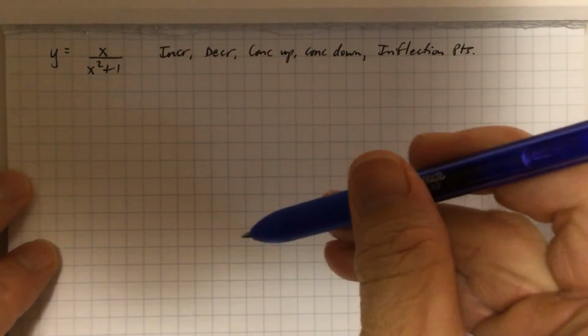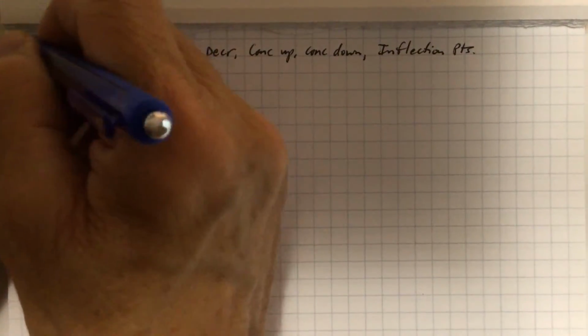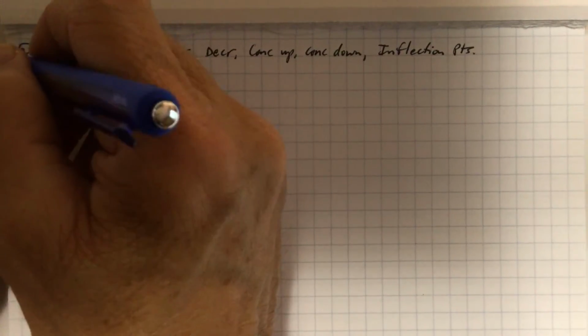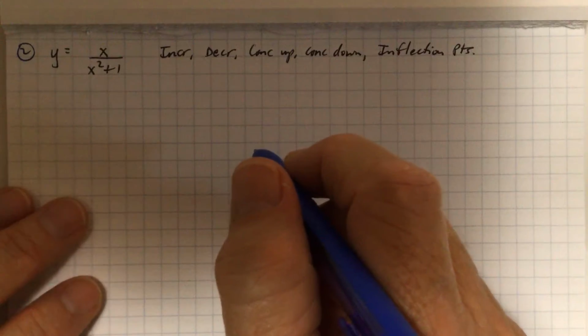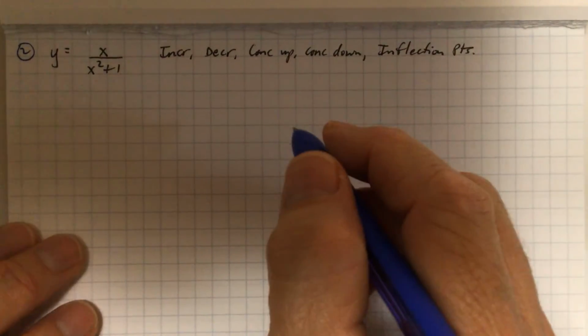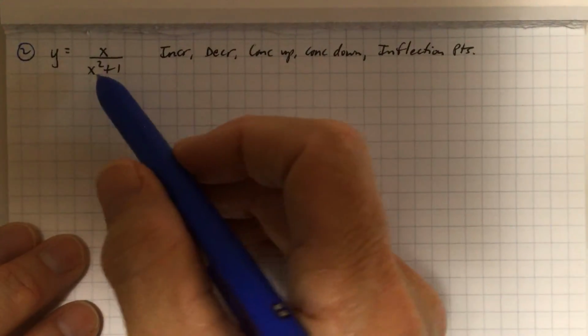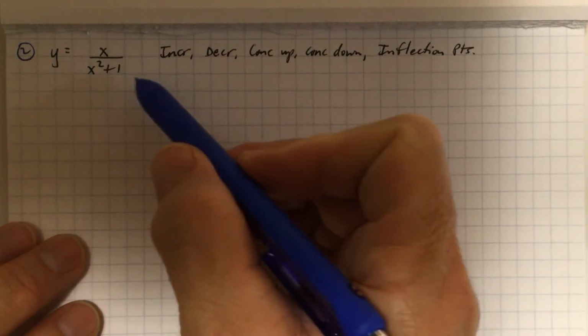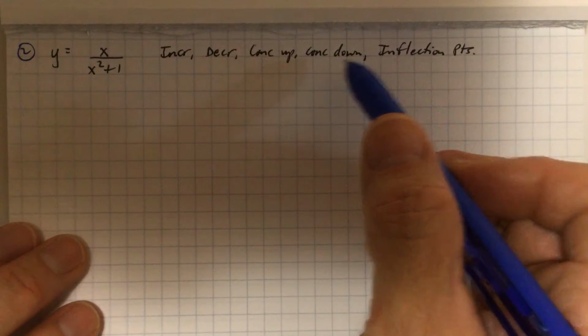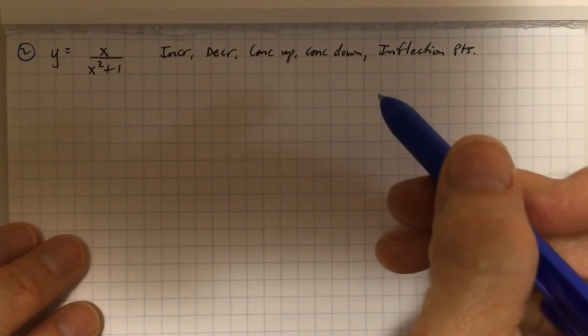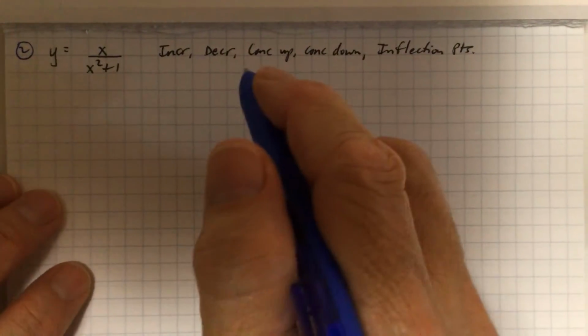So I like this example. It's actually problem number 2 on page 253. It's a really good example because it's a continuous function. It has areas on the graph where you'd see the function is increasing, decreasing. There's a part where it's concave up, concave down, and we'll have an inflection point in there as well. So let's go ahead and get started.